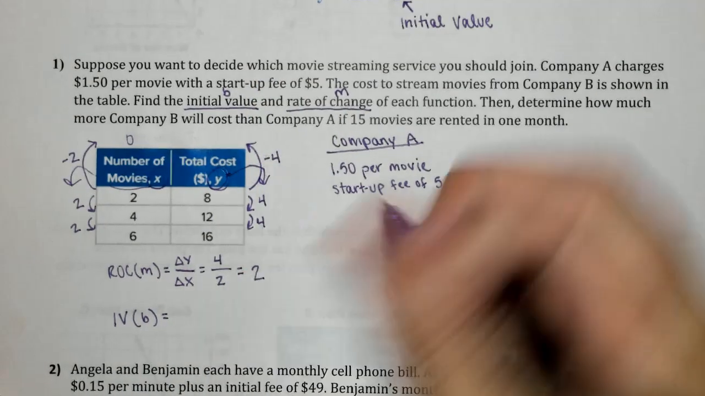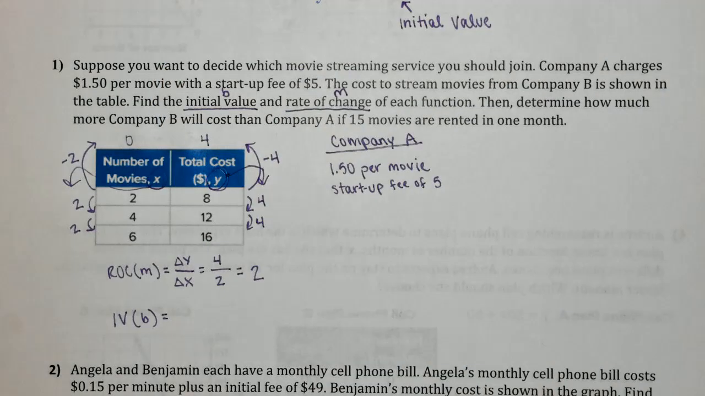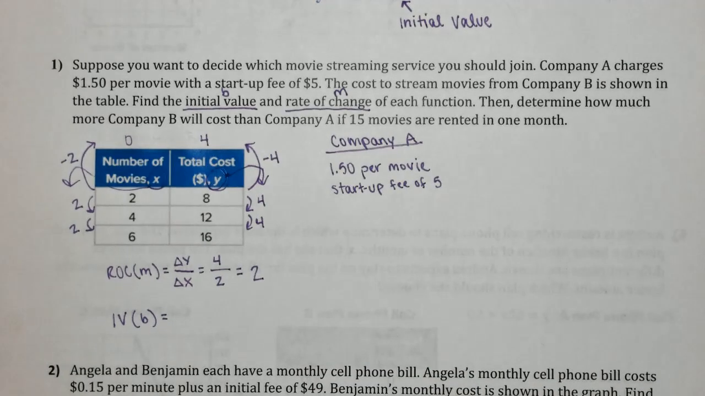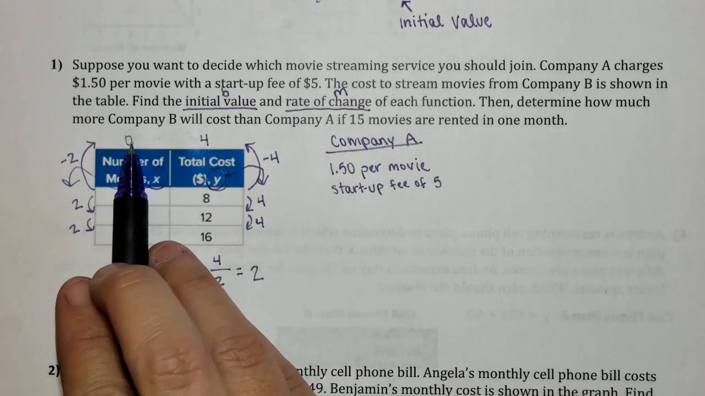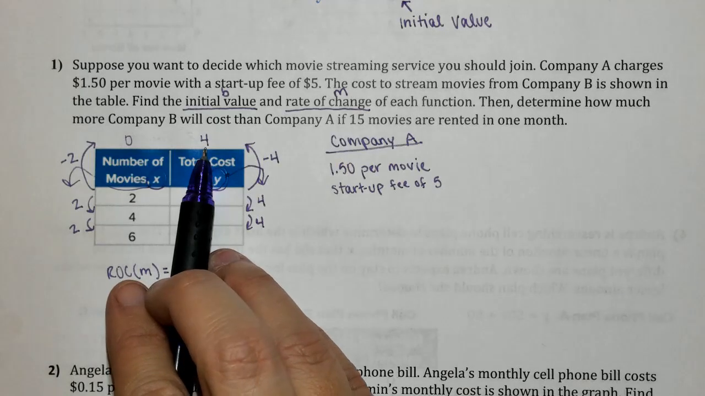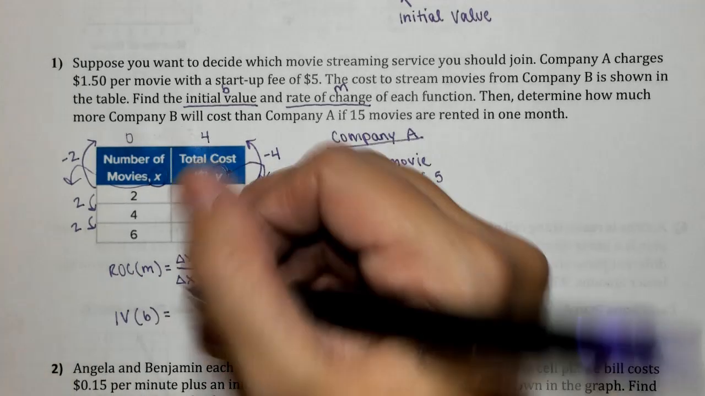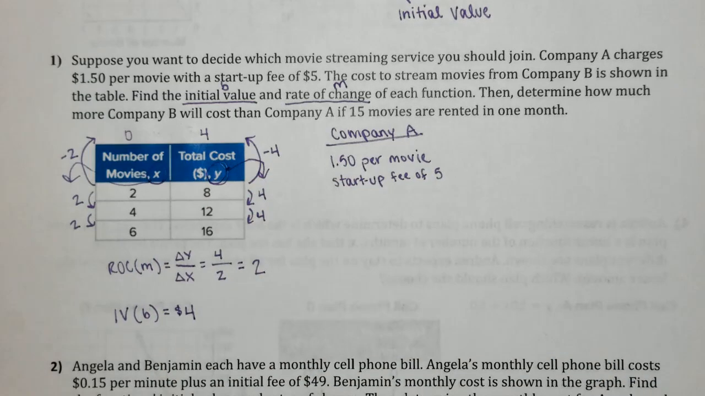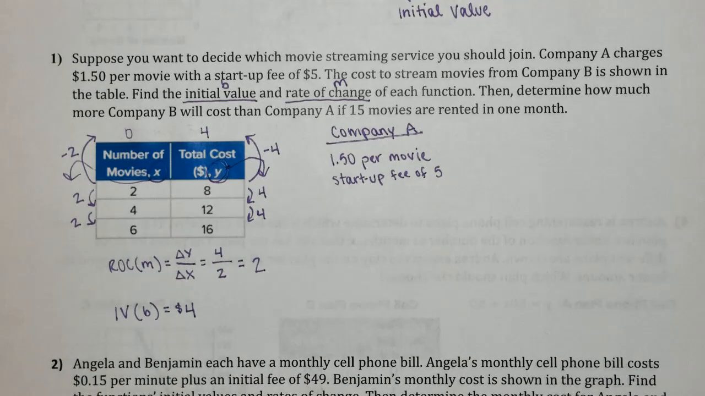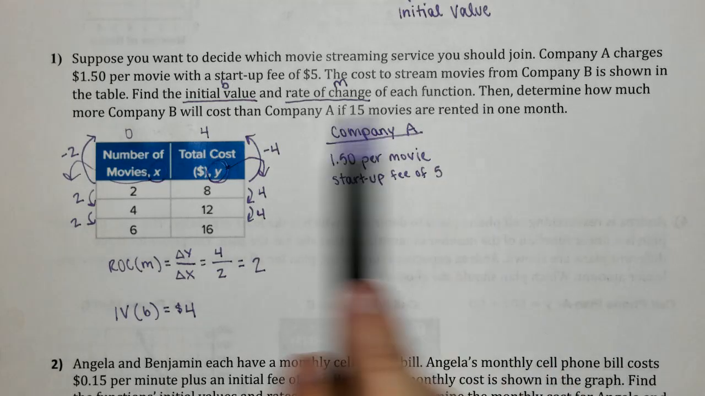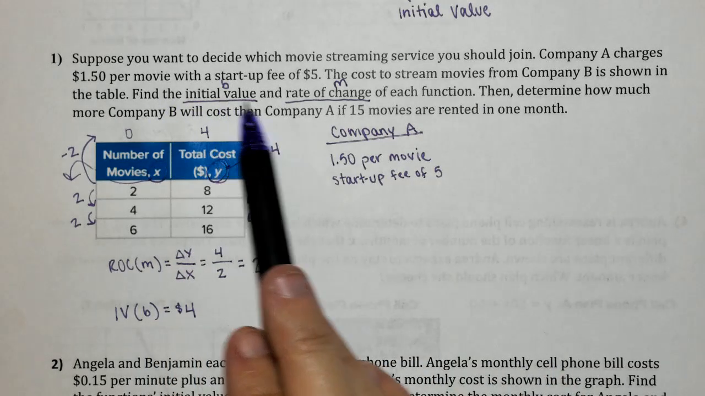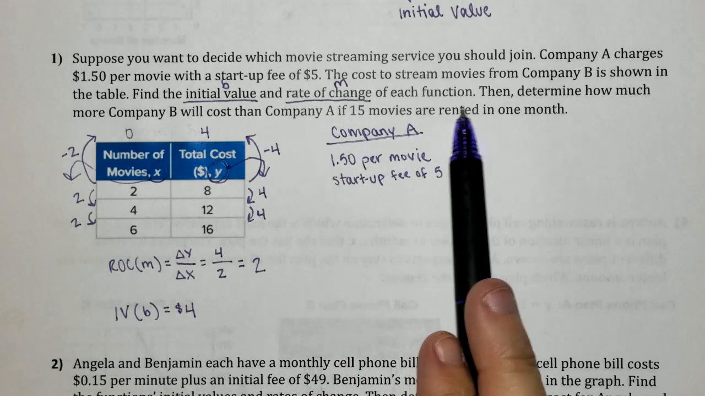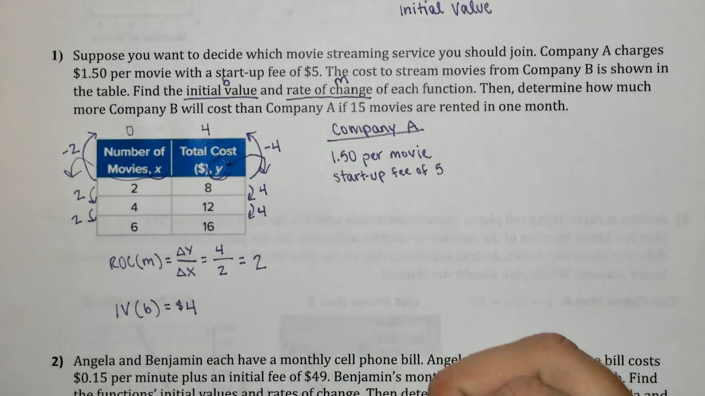8 minus 4 is 4. That means for that streaming service, even if you aren't watching any movies, you pay $4 per month regardless. All right, so our initial value is 4. You don't have to put the $ sign. I don't think it tells us to write it in slope-intercept form, does it? It just says find the initial value and rate of change of each function. All right, so that's it for the first function, or company B.